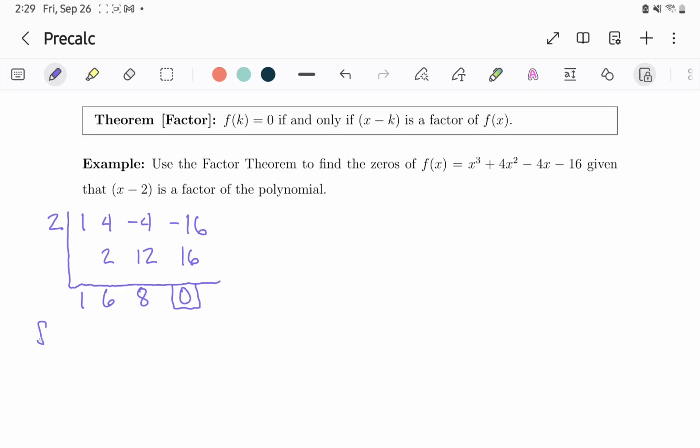So we have f of 2 is equal to 0. Which confirms to us, according to the factor theorem, what we were told in the statement of the problem, that x minus 2 is a factor of f of x.